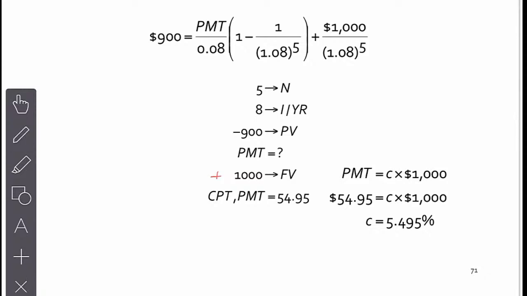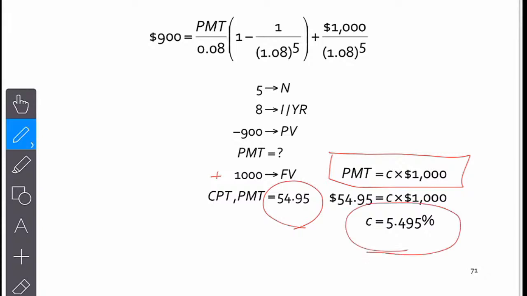We ask to compute the payment. The payment turns out to be $54.95. Now we have to transfer that into a rate. Now remembering that we compute payments this way, payment is the coupon rate times 1,000. So now that we know the payment, we can compute the rate by algebra. So yes, the C is less than 8%.